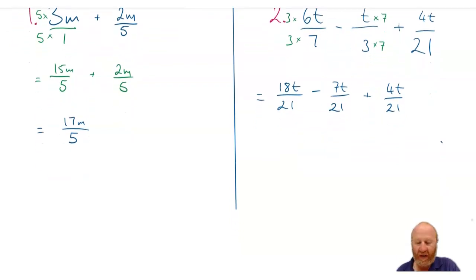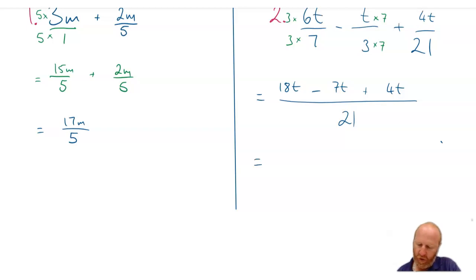Now, if you wanted to save a bit of time, you could have written that whole thing out as a single fraction. Since they are all over 21, you could have just done it once and put it over 21 like that. And then we need to go through and say 18 minus 7 is 11, plus 4 is 15. That's 15t on 21.